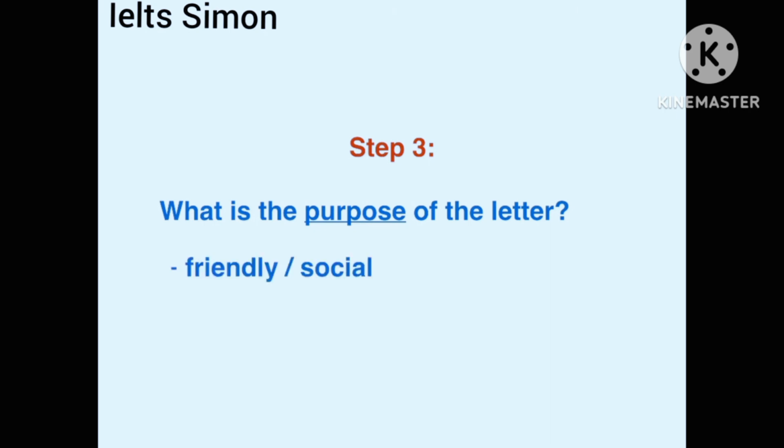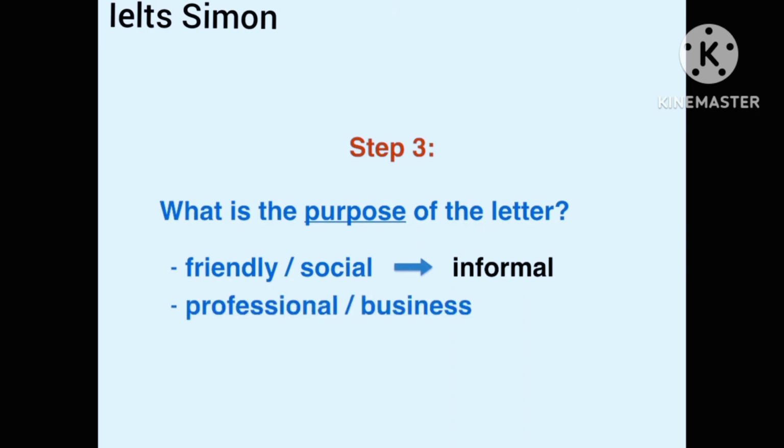Now, is it a friendly or social letter? In that case, it's going to be informal. Even if you're writing to your boss in a friendly, social way, it will be an informal letter. On the other hand, if it's a professional or business type letter, you're going to make it formal. So that's the purpose. We know the person and we've seen the instructions, and finally the purpose. That should give us all we need.